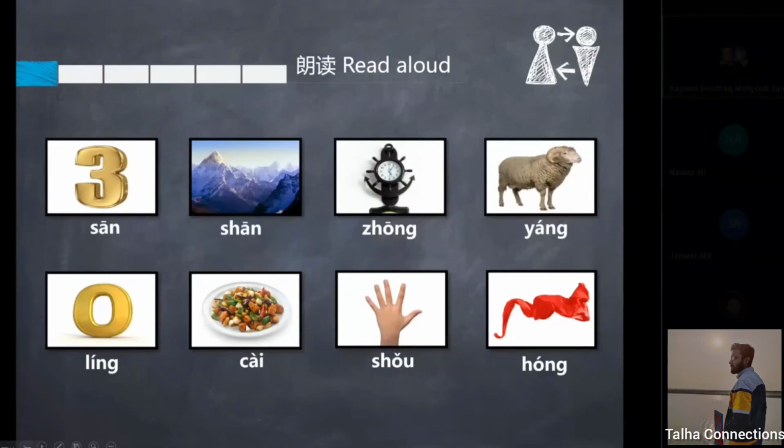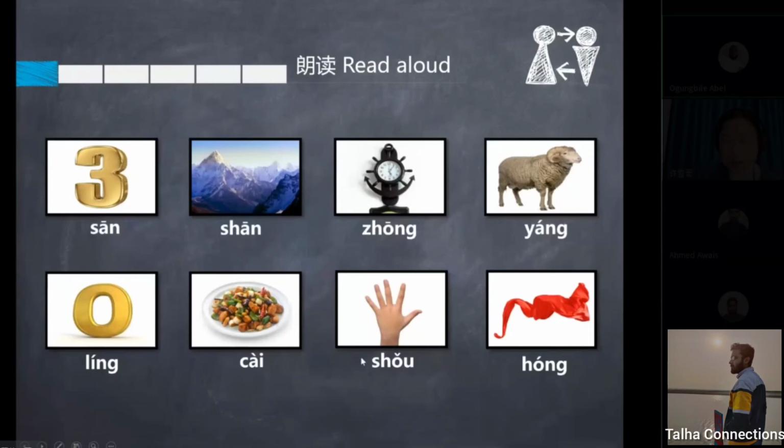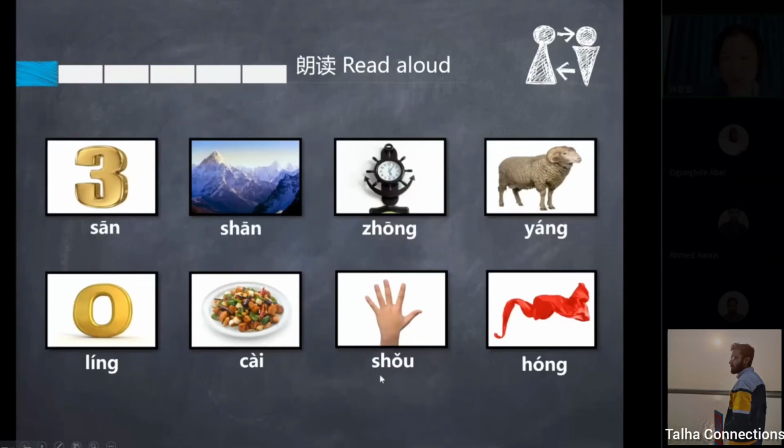Your food dish. That means 中国菜. Chinese food. 中国菜. 菜. 好，手. This one. 手. Good. Hand.